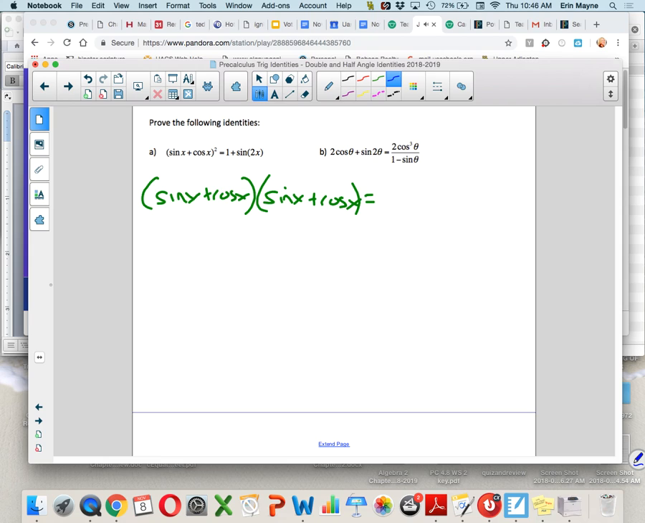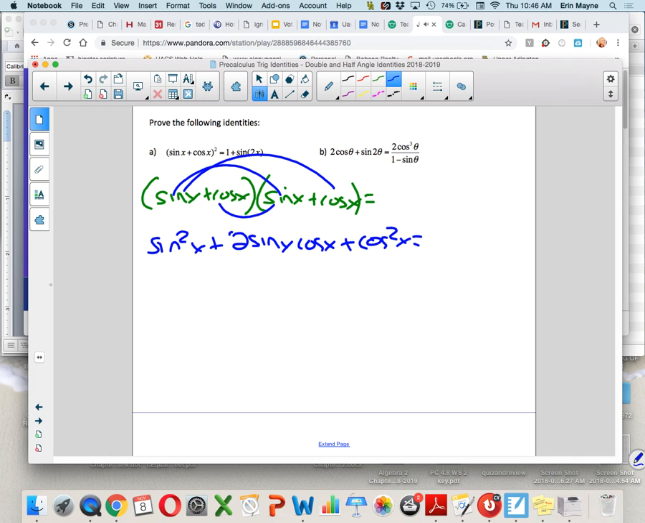Okay, distribute this. What do I get? When I go ahead and FOIL this out, multiply it out, what do I get, Charlie? Sine squared x plus 2 sine x cosine x plus cosine squared. Yeah, so this is sine squared. Sine cosine plus sine cosine is 2 sine cosine plus cosine squared x.